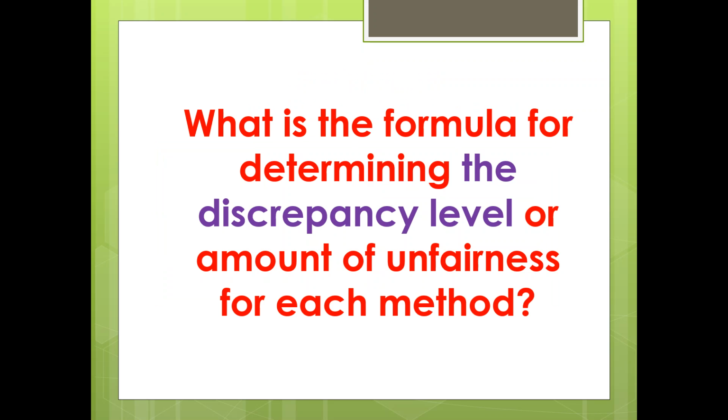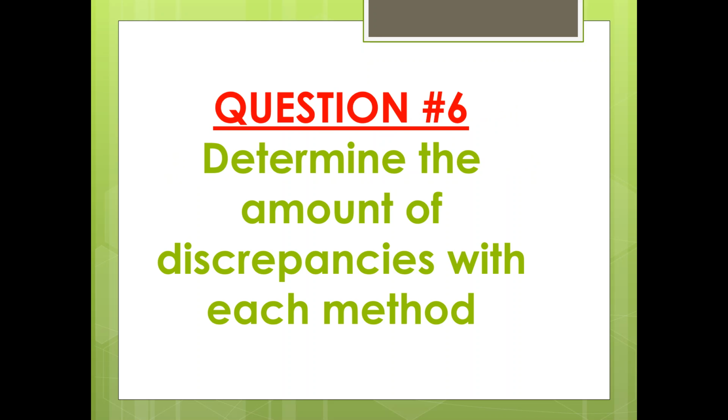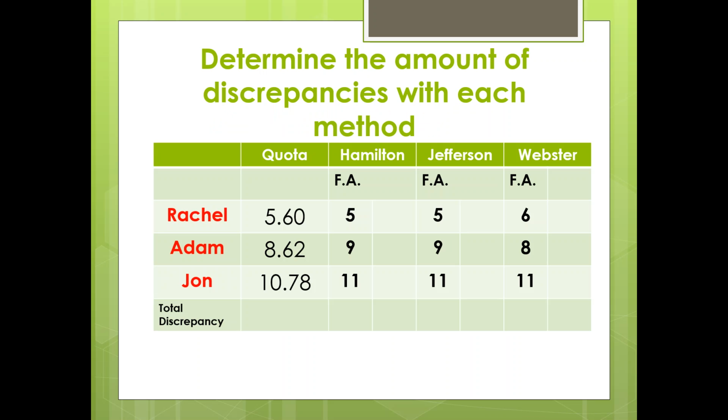Finally, determine the discrepancies. Remember, the discrepancy is the difference between what the quota says you should get, which is the actual amount, compared to what you actually got. To figure the discrepancy, all you do is subtract what you got minus what you were supposed to get. And I always take the positive of that, so I always take the bigger number minus the smaller number.